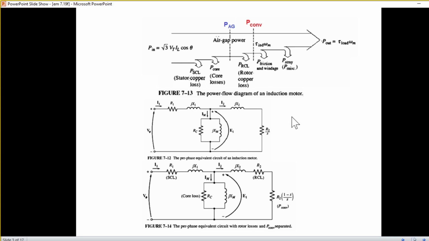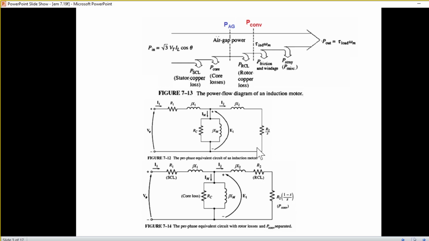Before we go to the question, these are the two per phase equivalent circuits of an induction motor. This part is the stator part and this is the rotor part. The difference between the diagrams is that here R2 by S is written, and here R2 is written separately and then R2 (1 minus S) over S separately. If you add these two, it will be R2 over S.